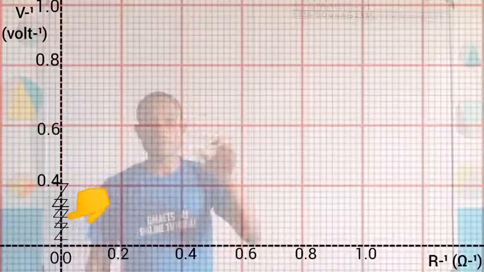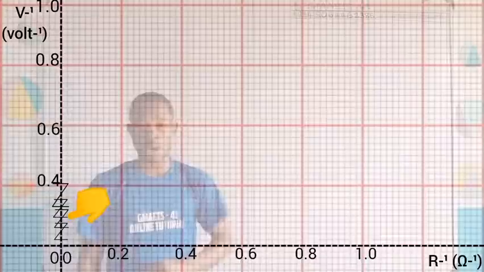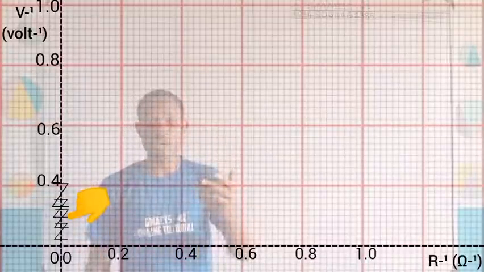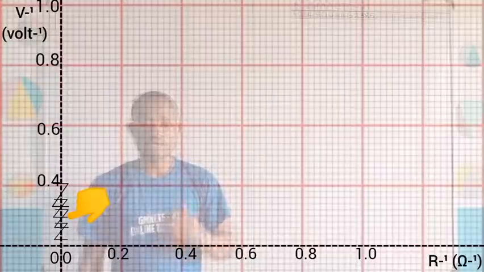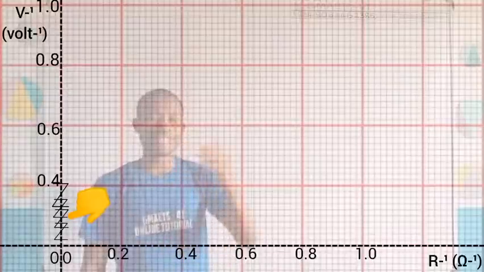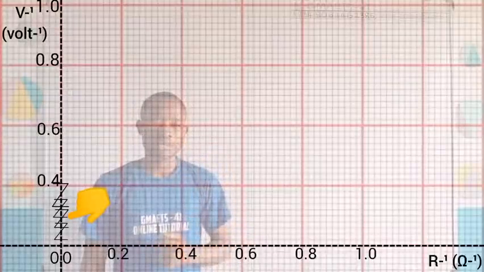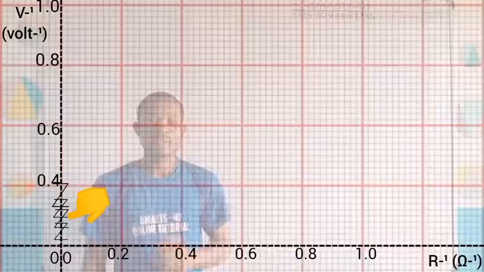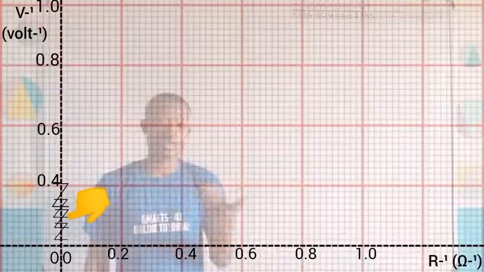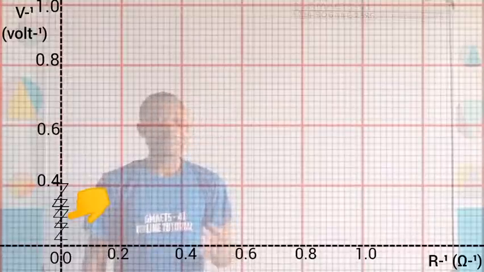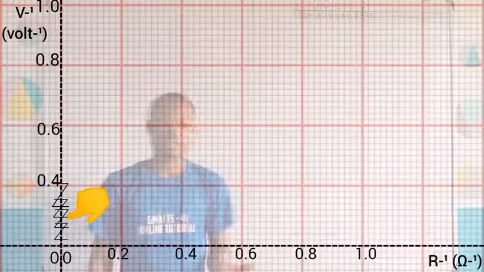Because if you move upward after that 0.4 along the vertical axis, the 1 over V axis, you notice that the next unit you saw in the next 2 centimeters is 0.6. And then when you move again, the next 2 centimeters is 0.8. When you move again, the next 2 centimeters is 1.0. So actually, on the vertical axis, I used 2 centimeters to represent 0.2 units. Observe, from 0.4 to 0.6 is 0.2 difference. From 0.6 to 0.8 is 0.2 difference. From 0.8 to 1.0 is 0.2 difference.